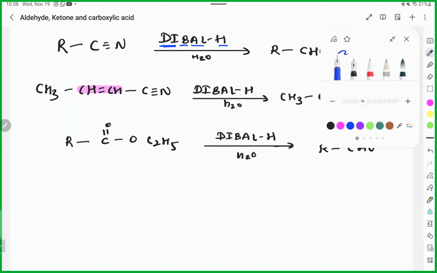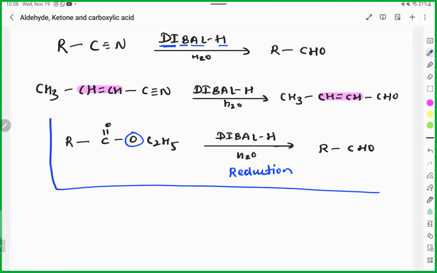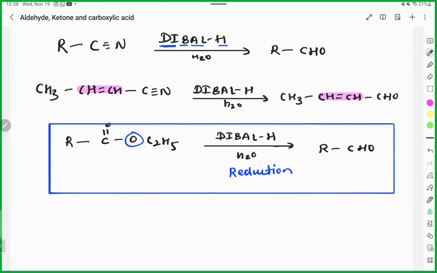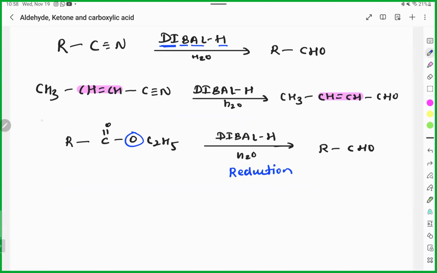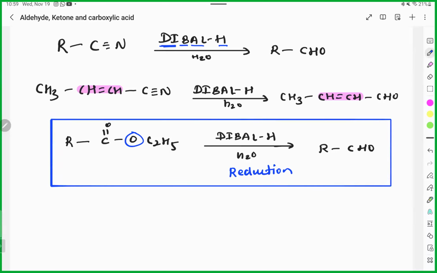And again, it is reduction. DIBAL-H is a reducing agent. So in all the reactions, reduction is happening. And how is it reduction? Because you are removing one oxygen here, correct? Removal of oxygen is reduction. Addition of hydrogen is also reduction. Remember, sometimes the examiner asks this reaction directly. You will never forget Stephen's reaction, and nitrile or cyanide is used there. But you might forget this ester.